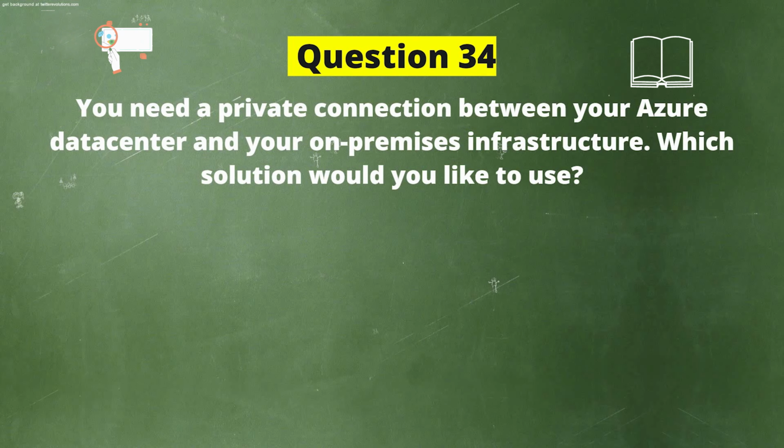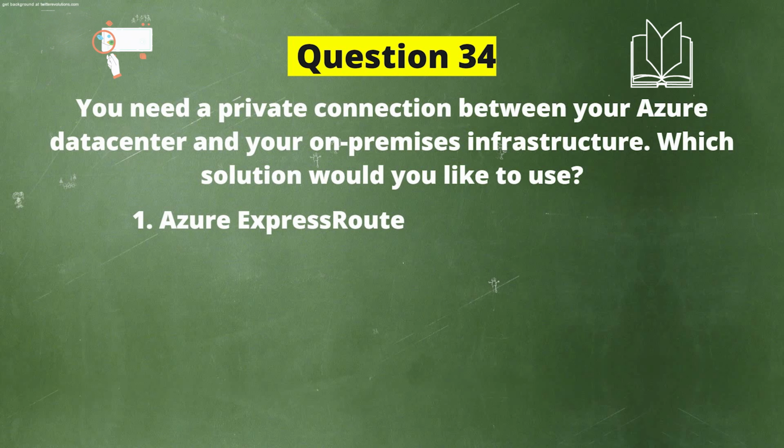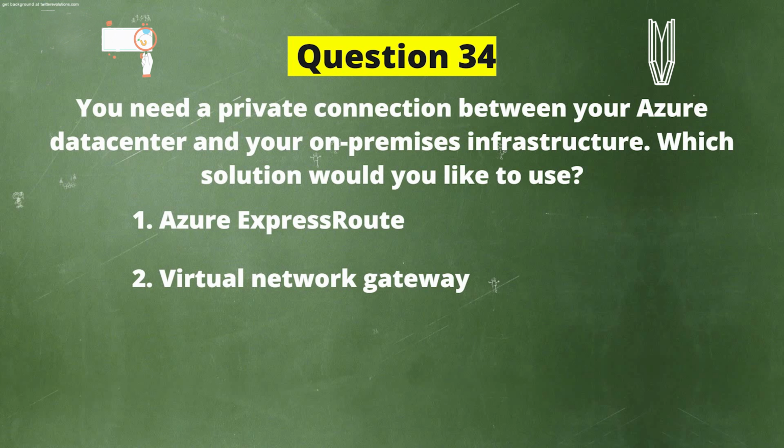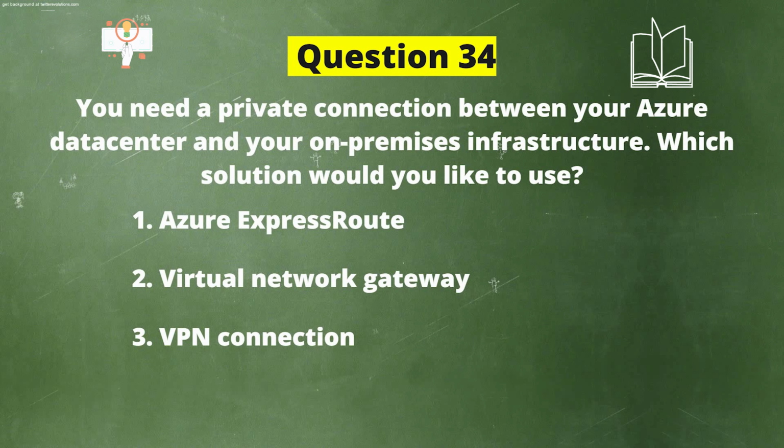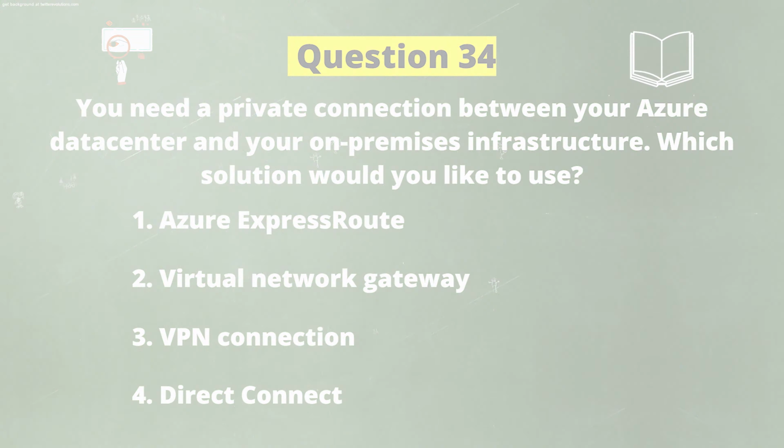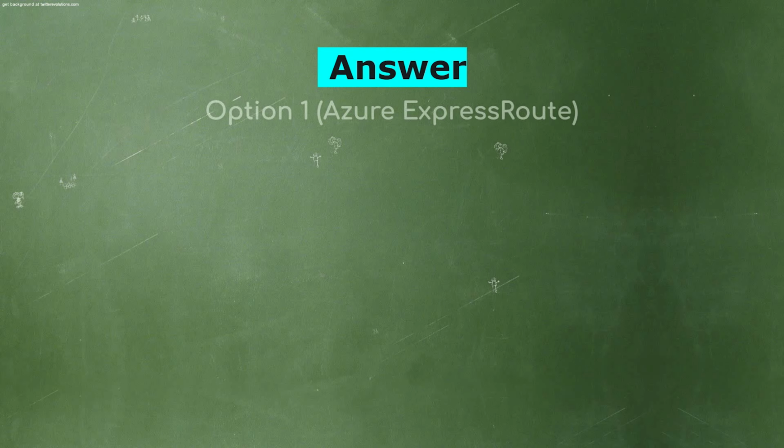Next question. You need a private connection between your Azure data center and your on-premises infrastructure. Which solution would you like to use? And the options are 1. Azure ExpressRoute, 2. Virtual Network Gateway, 3. VPN connection, 4. Direct Connect. And the correct answer is option 1.